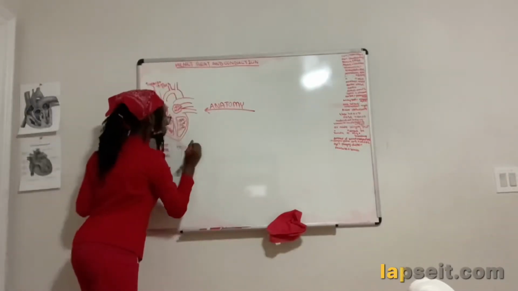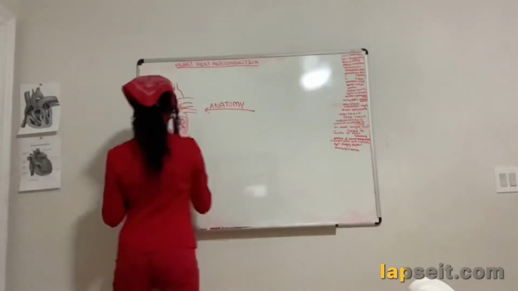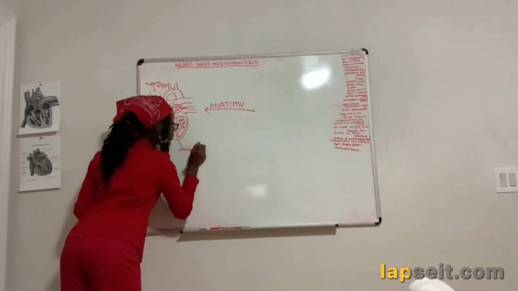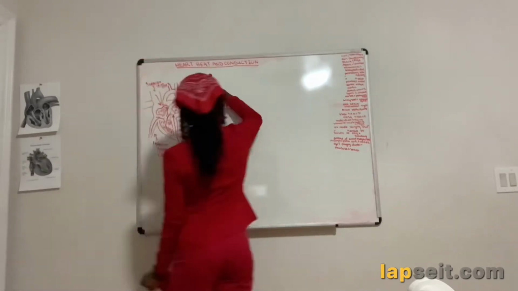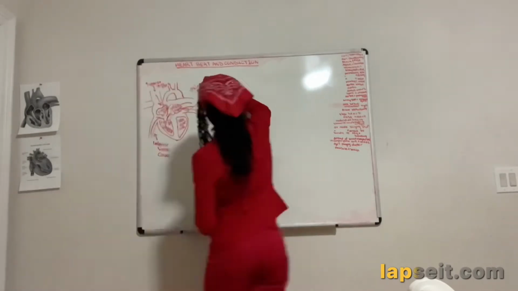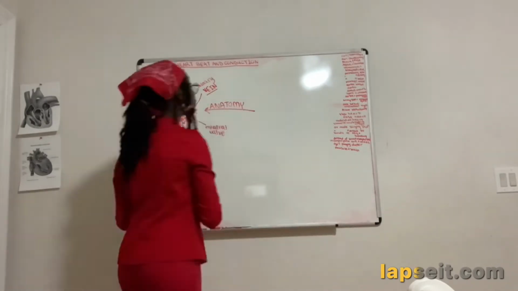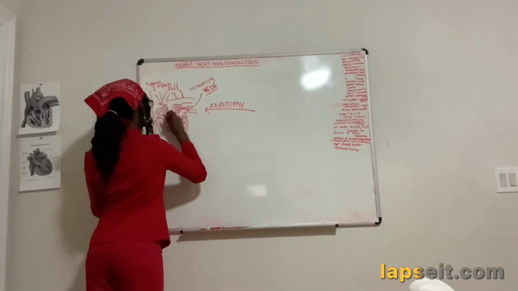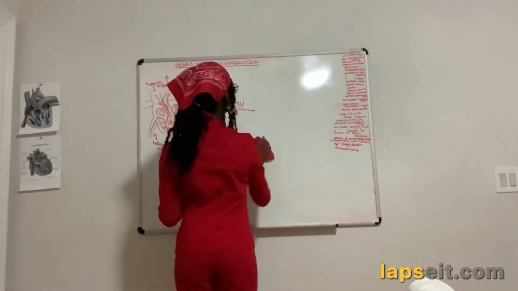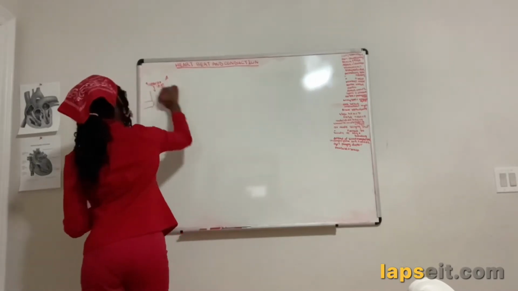It then goes through a valve known as the tricuspid valve and flows into the right ventricle. Blood then goes through the next valve, known as the pulmonary valve, and out the pulmonary artery, where blood will then get oxygenated through the lungs. Blood travels back to the heart from the pulmonary vein to the left atrium, and then goes through the mitral valve and reaches the left ventricle.